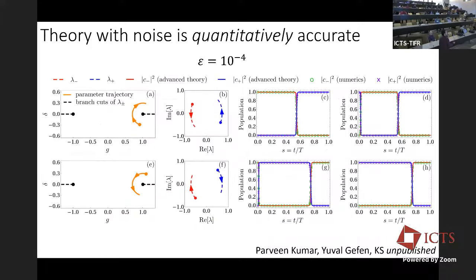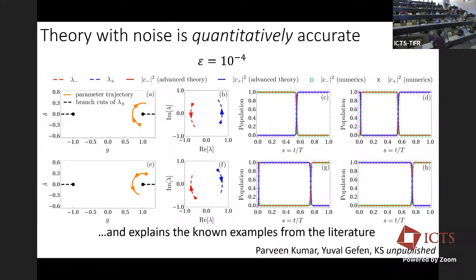Now, in fact, this theory allows you to have quantitative agreement. Of course, for that, you need to put noise by hand so that you know what's happening. But we do that, a very tiny noise, 10 to minus 4. And what do we see? We get a perfect match with numerics qualitatively, but also quantitatively. And we went over the known examples from the literature, and our theory allows us to explain these examples too.